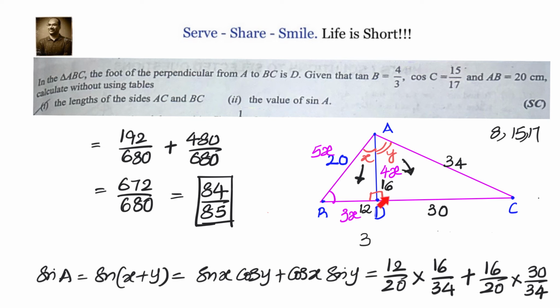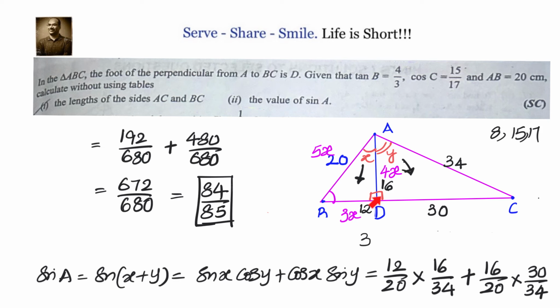We started with the triangle where we have information, that is triangle ABD, and we know tan B is 4 by 3. We can take them as 4x and 3x, then it will be 5x on the hypotenuse, or you can also say tan B equals 4 by 3, that means sin B equals 4 by 5. So 5x equals 20, that means x equals 4. So the remaining sides are 12 and 16. Now this 16 is common to both the triangles.